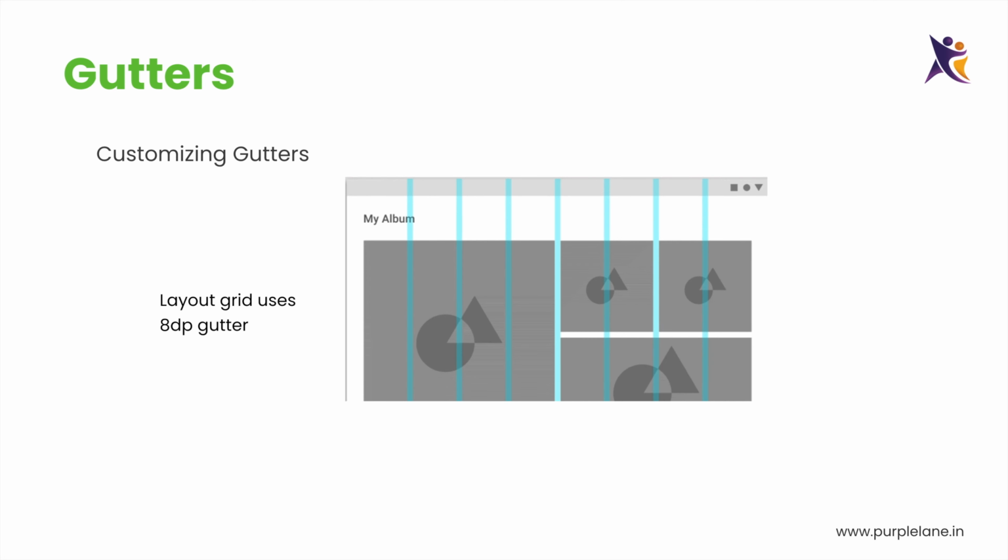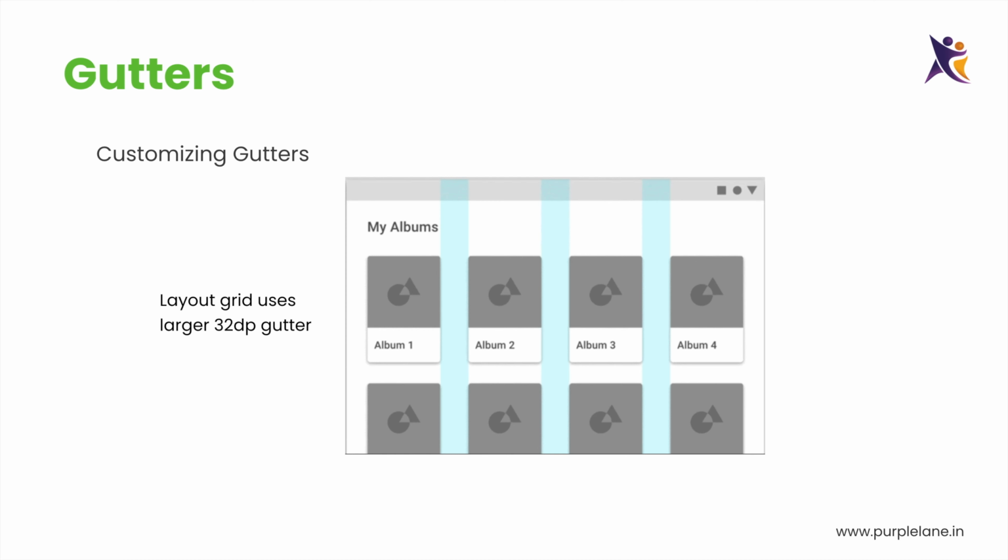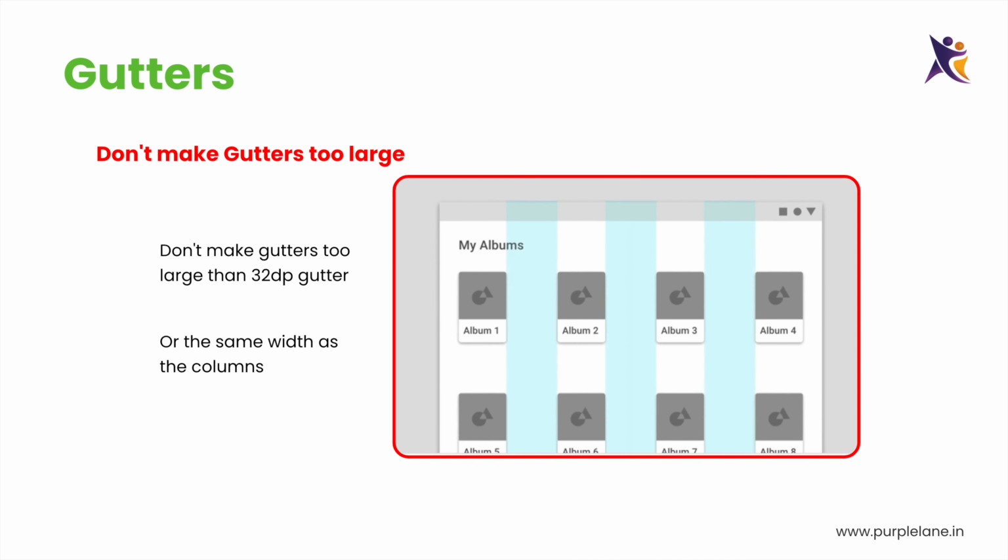The tighter space may suggest that the images are closely related to one another so that they are perceived as a part of collection. This layout grid uses larger 32 dp gutters to create more separation between columns. The extra space helps each album to be perceived as an individual entity within a collection. Don't make gutters too large or the same width as the columns. Oversized gutters won't leave enough room for content and may prevent a layout from appearing unified.